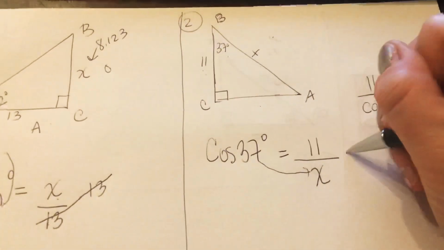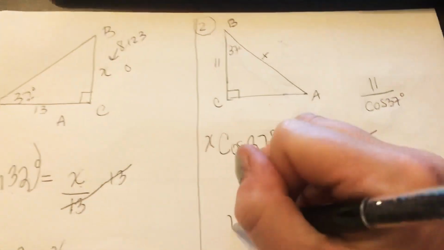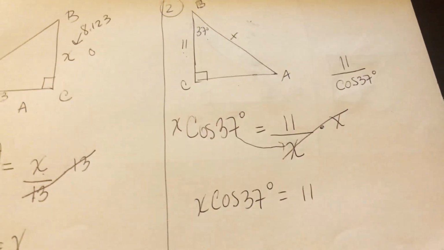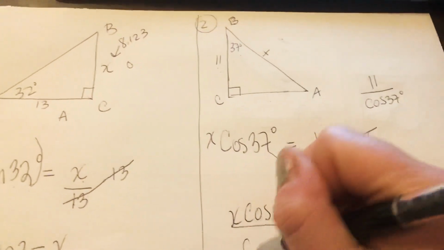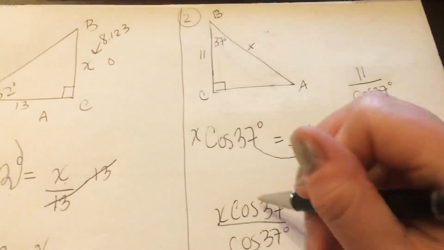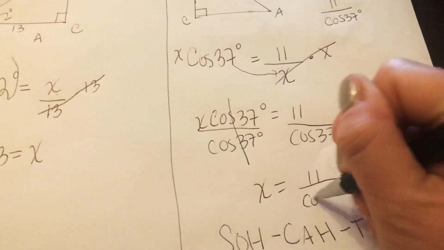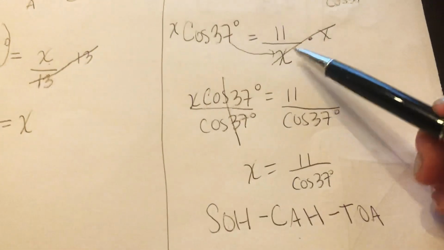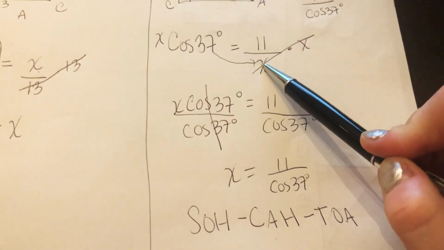How would I do this algebraically? First, I would multiply both sides by x. Then this would cancel, and I would get x times the cosine of 37 degrees equals 11. And then how would I solve for x? I would divide both sides by the cosine of 37 degrees. Then this would cancel, and I would get x equals 11 over cosine 37 degrees, which is what I told you in the beginning. So whenever x is on the bottom, it winds up just being the numerator over whatever. This just winds up coming down here, okay?